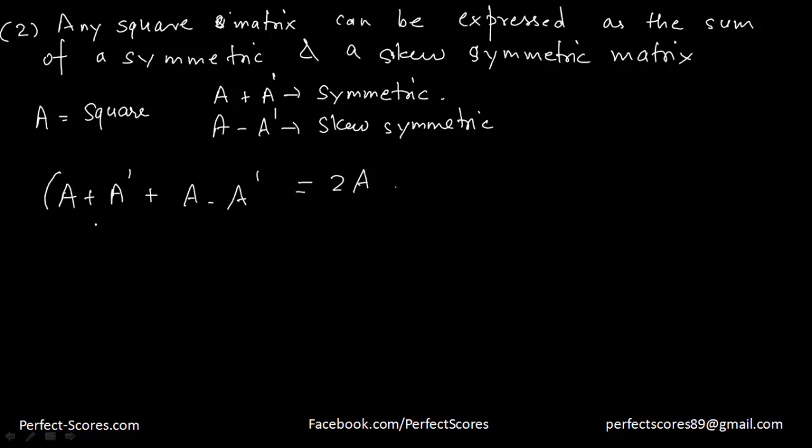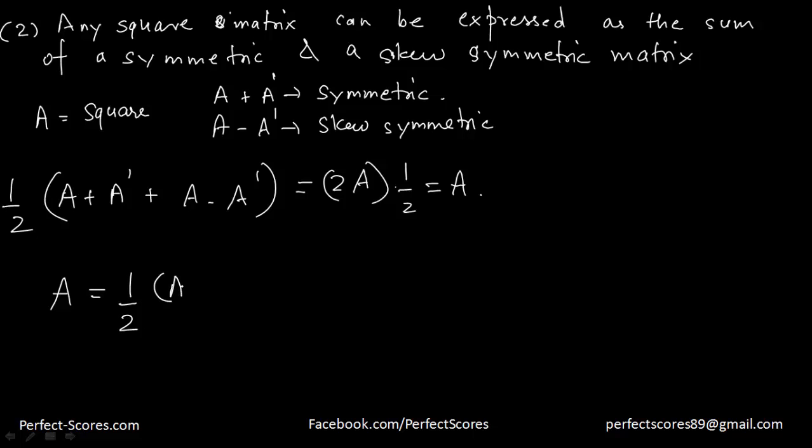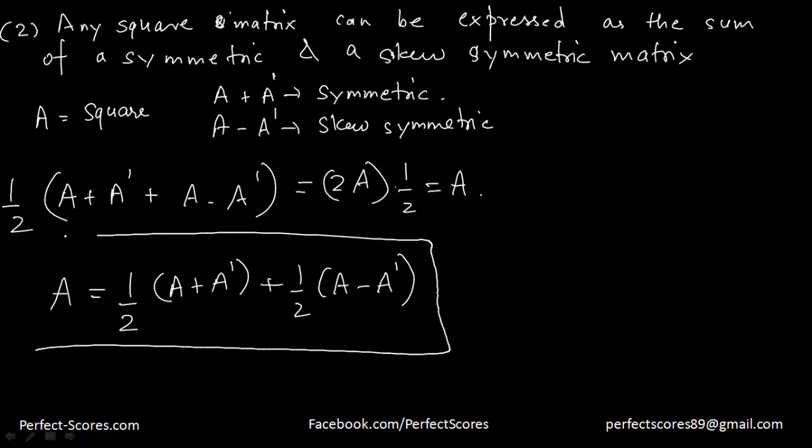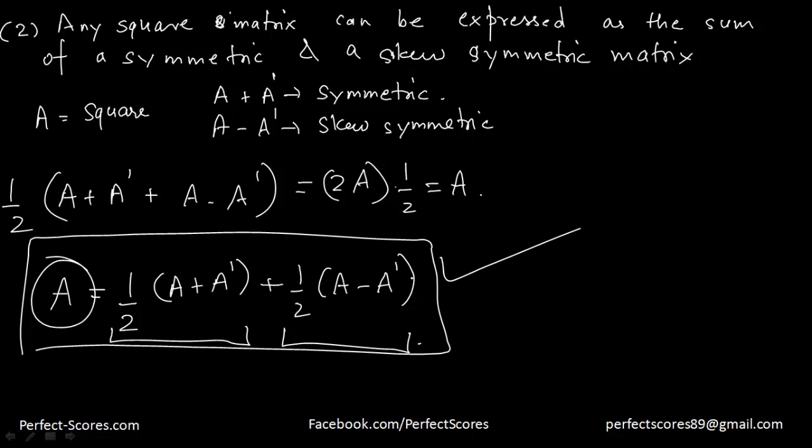So that means if I divide this by 2, I'm going to get A eventually. So that means I can say that a square matrix can be expressed as half of this matrix plus half of this matrix, right? So that is the theorem which says that a square matrix can be expressed as the sum of a symmetric matrix and a skew symmetric matrix. This is what the theorem states.